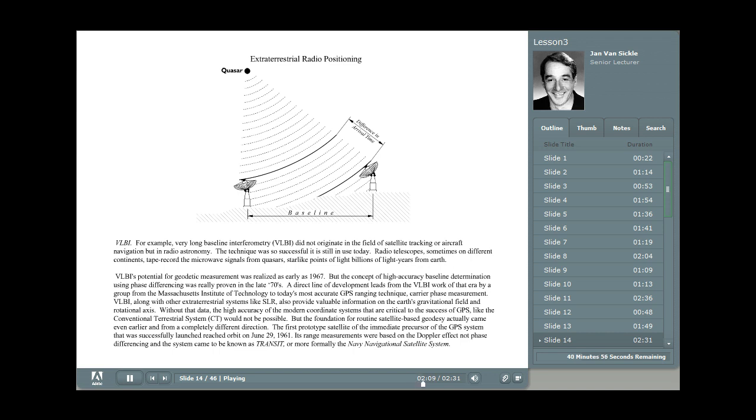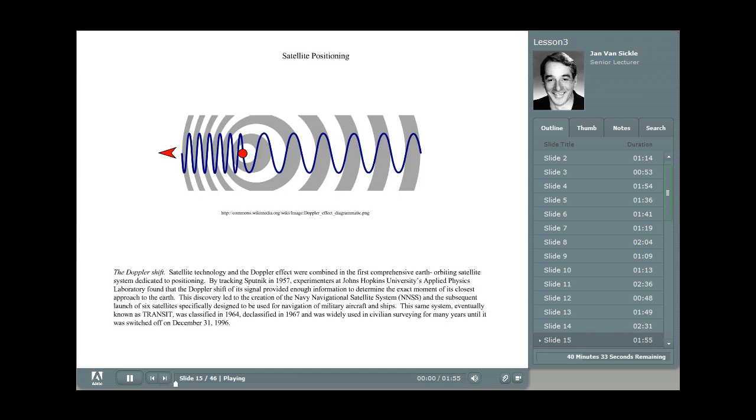Now, one of the first systems, again a passive system, to actually in a practical way use satellite tracking to determine positions on the Earth's surface was called Transit, also known as the Navy Navigational Satellite System, or NNSS.